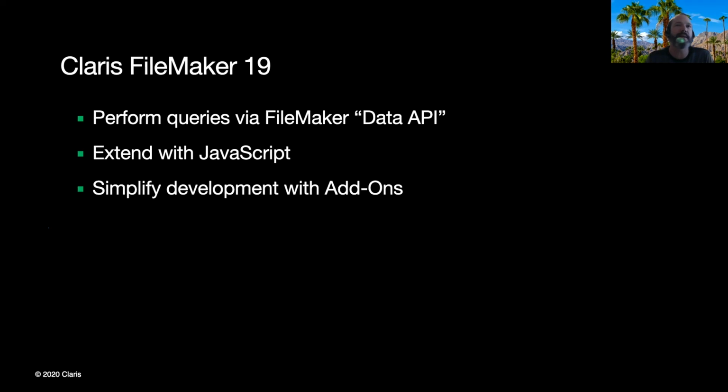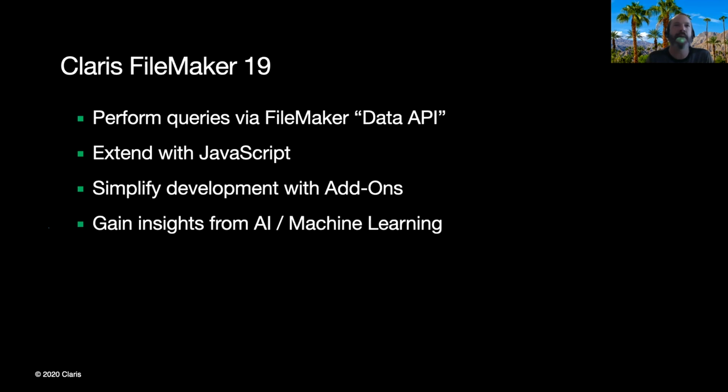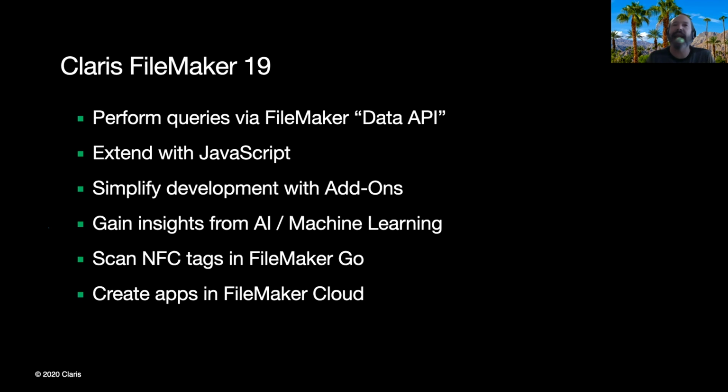Another really exciting development are add-ons. They're kind of preview software at this point. There's a few things that don't work that well, but I think they're going to make a huge difference in the long run. Steve will talk about AI and machine learning and how you can get insights into your data from those. We can scan NFC tags in FileMaker Go, little unpowered, very near field tags. You have to get really close to them. And you can create apps in FileMaker Cloud and other cool stuff.